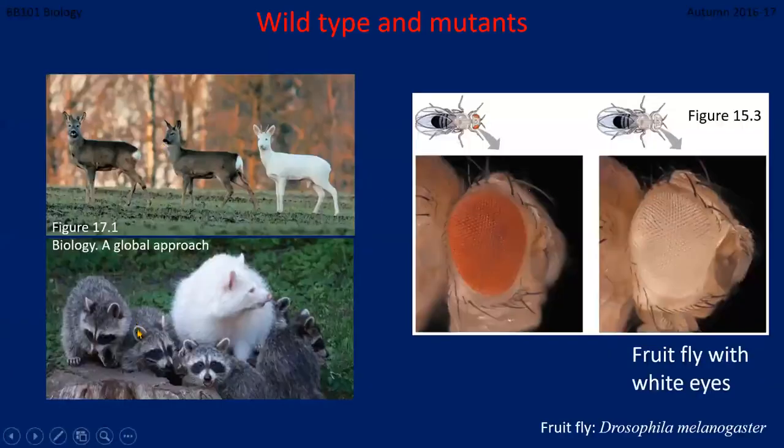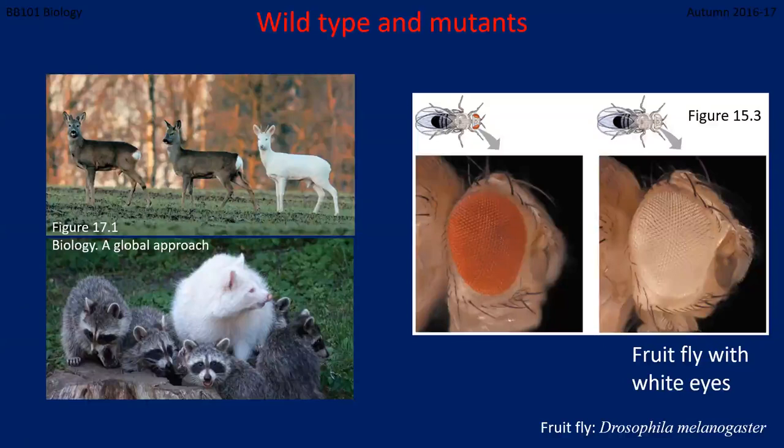Similarly, in the upper picture on your left side, you have three deer, and among the three deer, one is albino and the other two are brown, which is the regularly seen deer. In the lower picture, you have a raccoon, and the white one is albino, while the regular color is brownish. So there are some mutations, and because of those mutations, sometimes the traits are very evident, and sometimes they are not that evident.